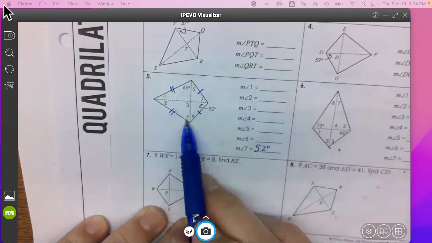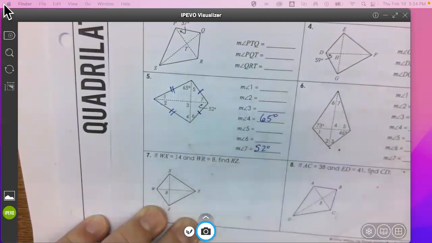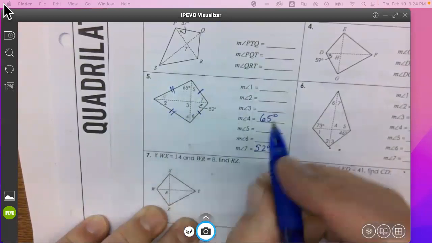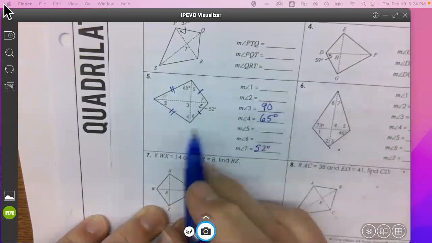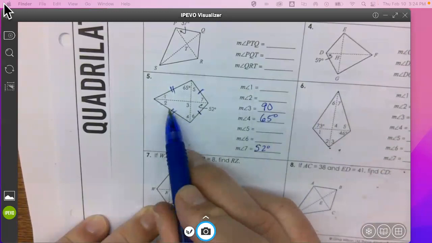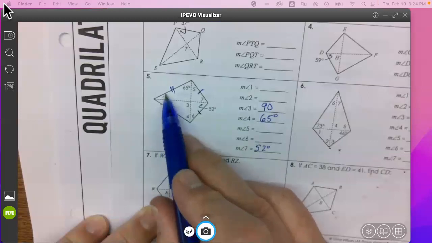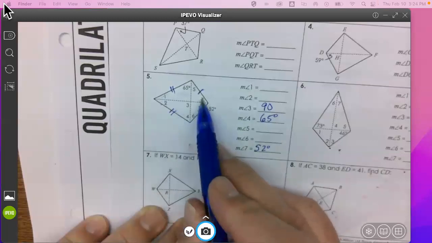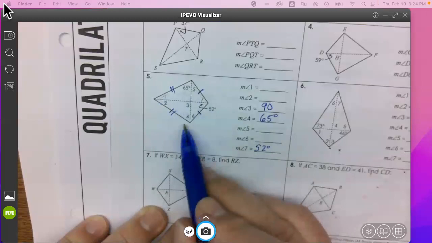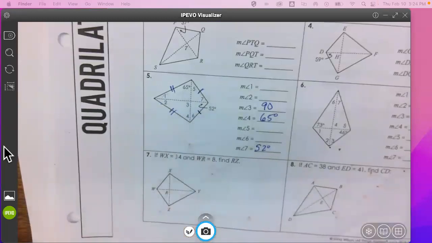65 will map right down onto 4. So 4 is 65. How big is 3? 90. It is 90 degrees because diagonals are perpendicular. And if I've got 90 degrees and I've got 65 degrees, can I find 2? And will that find 1? And if I have 1 and 2 and 7 and 52, can I find these other ones? I can. You have the rest of the period to work on this. This is your homework.